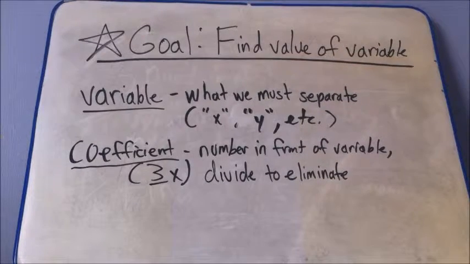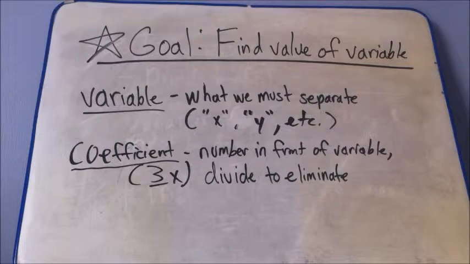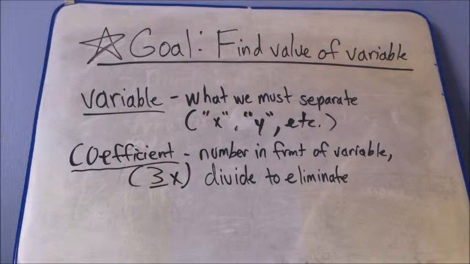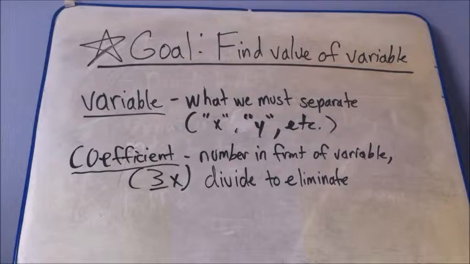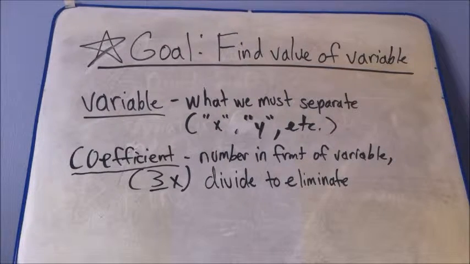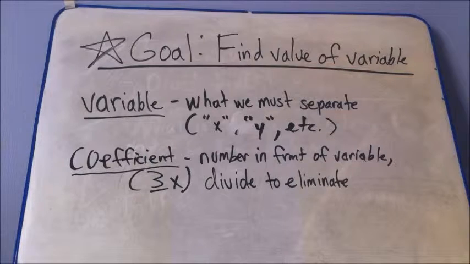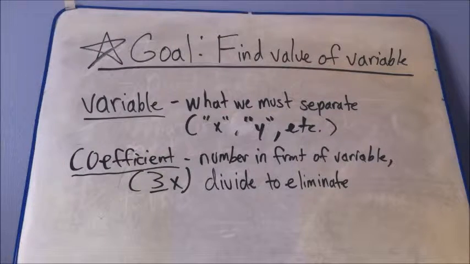Let's begin the lesson by defining our goal as well as a couple of key terms. Our goal here is to find the value of the variable in the equation that will make both sides of the equation true. The variable is what we must separate from the rest of the equation, whether it is x, y, or any other letter.